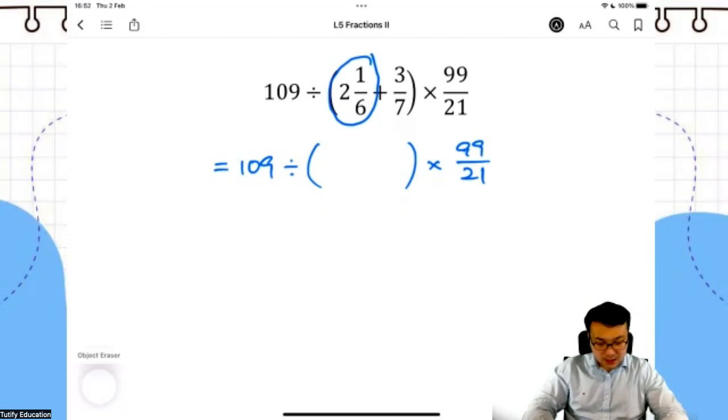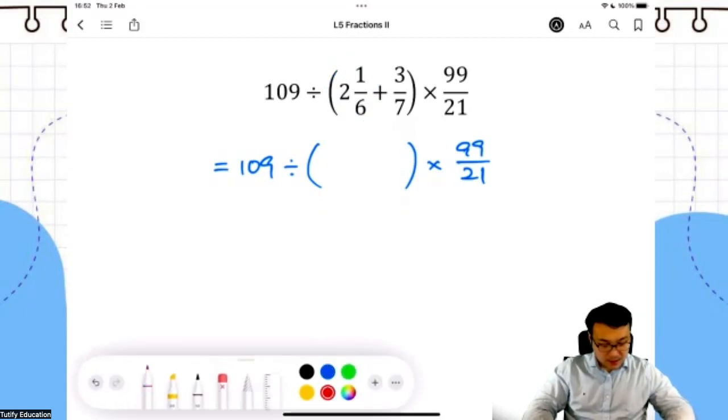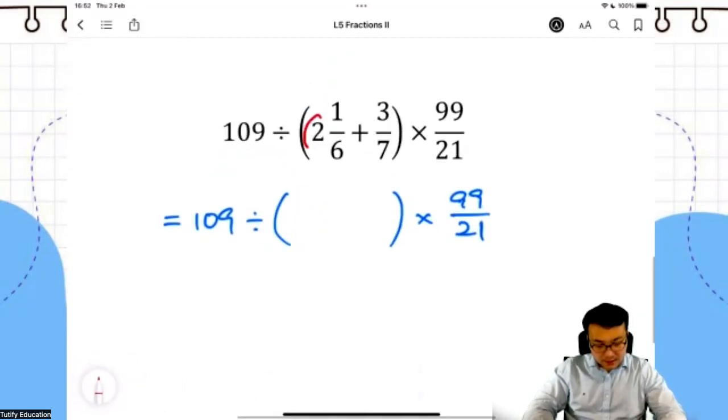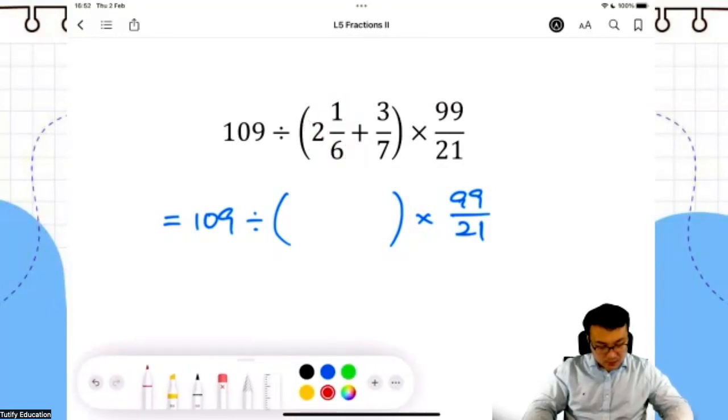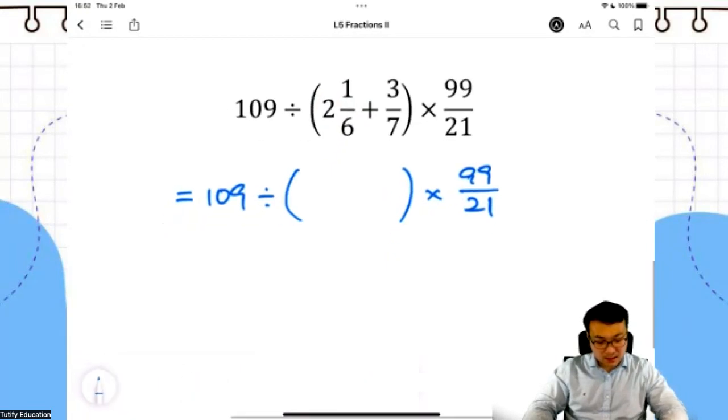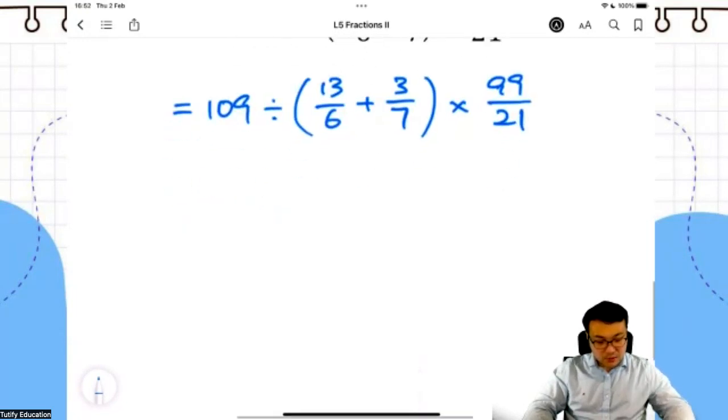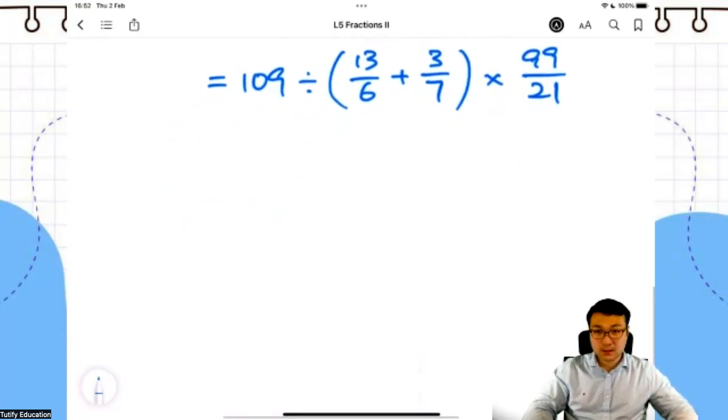Do you know how to change into improper fraction? Okay, the steps for changing into improper fraction is you take this whole number, you multiply by this denominator, but don't forget to plus the numerator, okay? So can you help me? 2 times 6 plus 1, what do you get? 13 over 6. Okay, very good. Then after that, you have this. Can we add them together? Yes or no? No. Not yet.